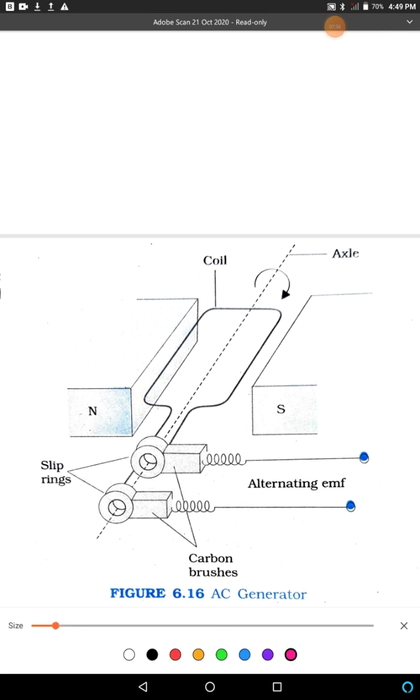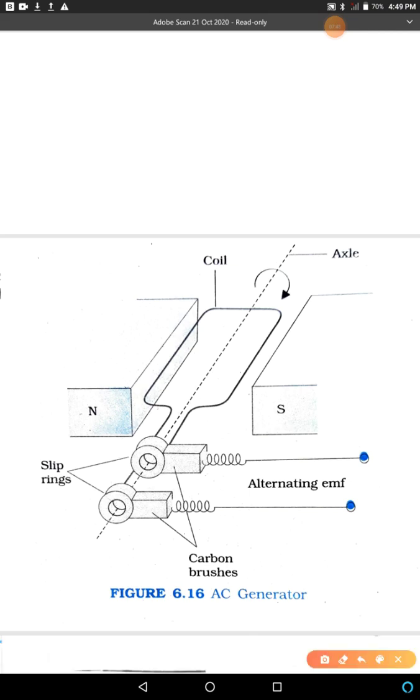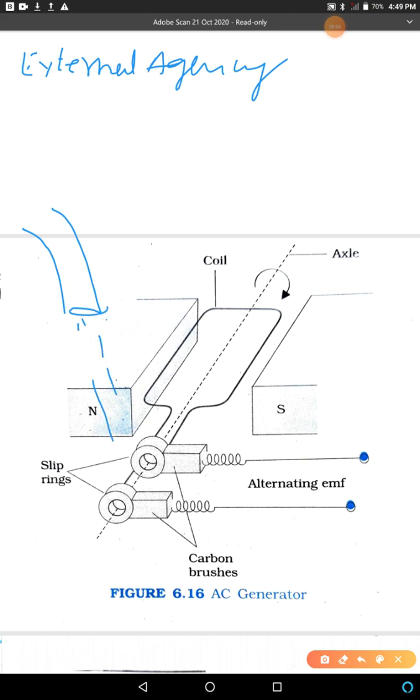Let us see how it works. As you know, when the coil starts rotating from an external agency, there will be some external agency. Say in Jog Falls, water falls from a height through pipes with force. The water rotates the coil. That is called a hydroelectric power plant.